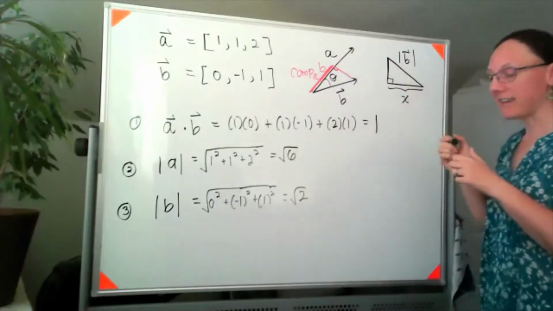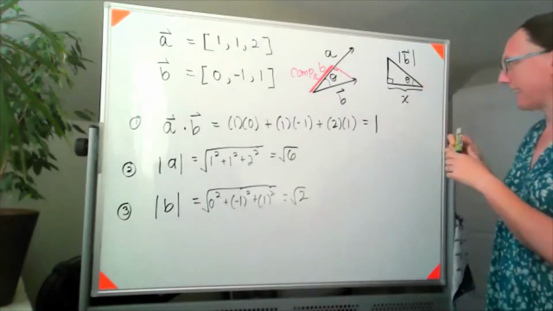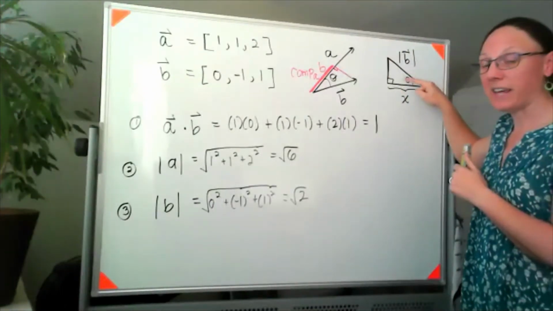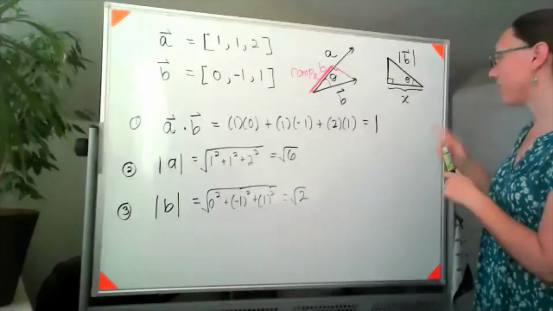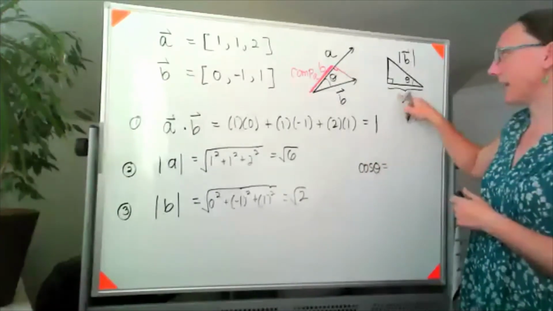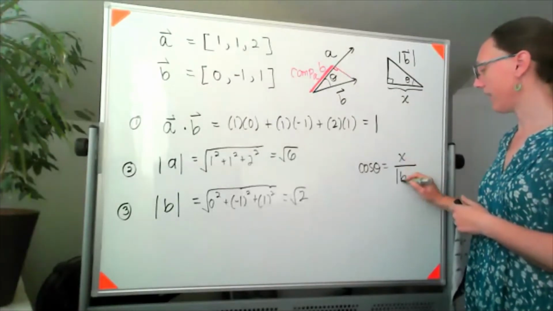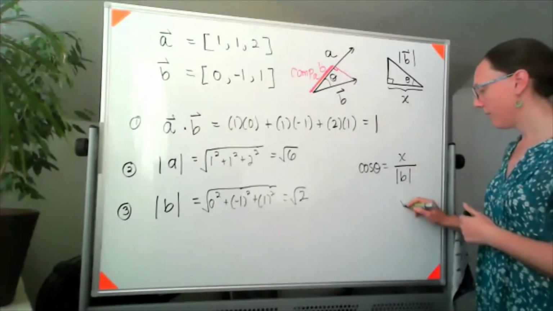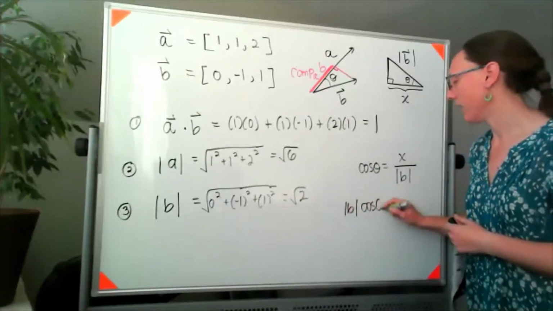So if I'm trying to find that side, and here's that angle theta, then in terms of trig functions, I know that the trig function that goes with these two sides is cosine. Looking at that picture, cosine of theta should be my adjacent over the hypotenuse, or X over the length of B. Since X was the thing I was trying to find, that tells me that X is equal to the length of B times cosine theta.